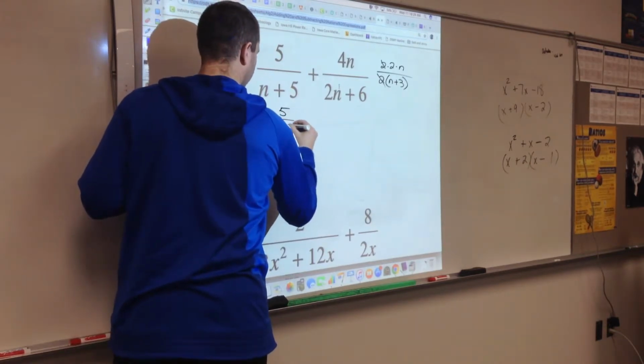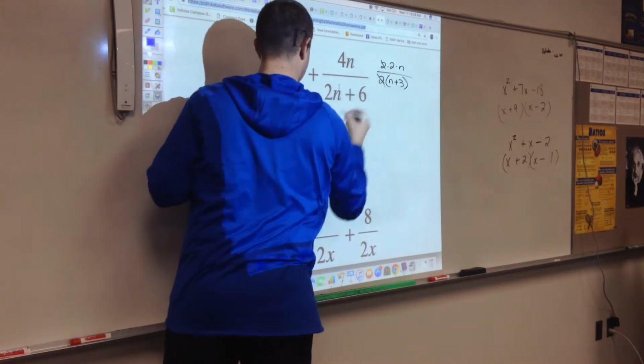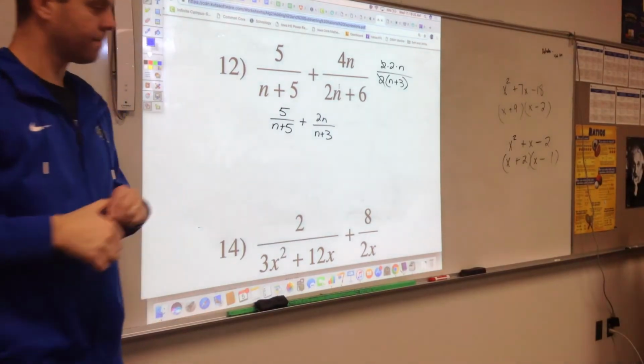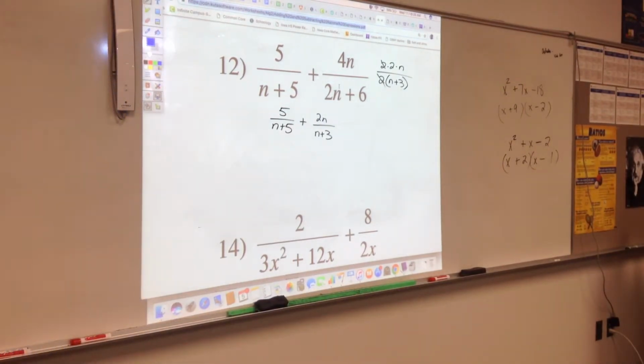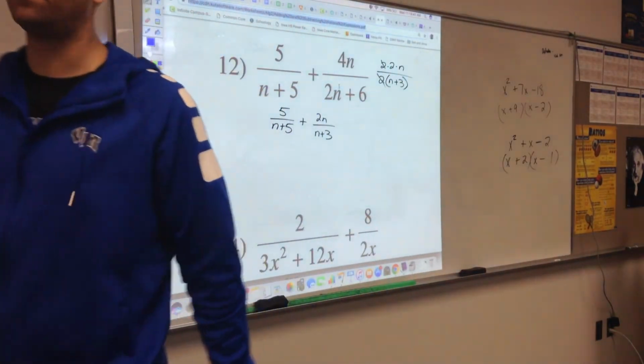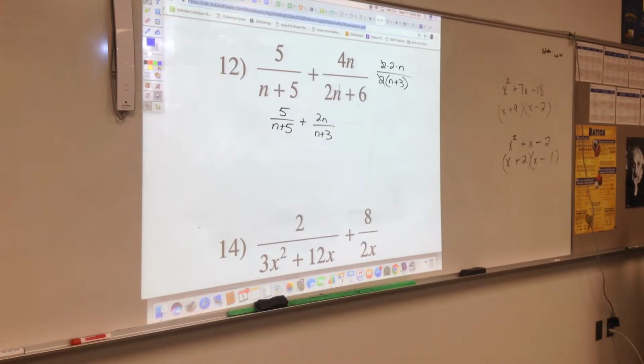So I'm going to rewrite the problem. 5 over n plus 5, plus 2n over n plus 3. Now, my denominators are different. Okay? In order to make them the same, the easiest way to do it is simply multiply them together. So my common denominator is going to be n plus 5 times n plus 3.